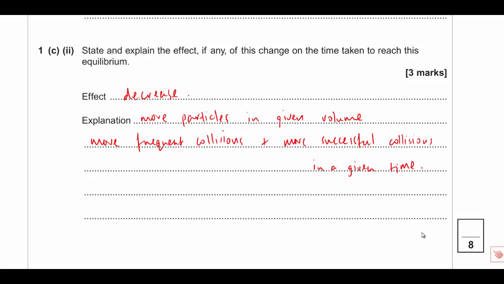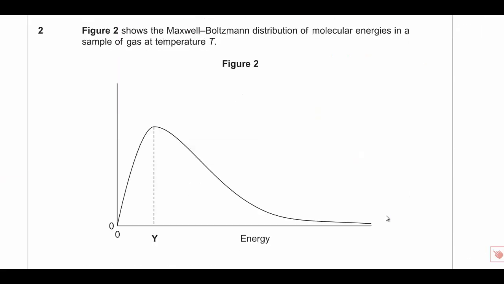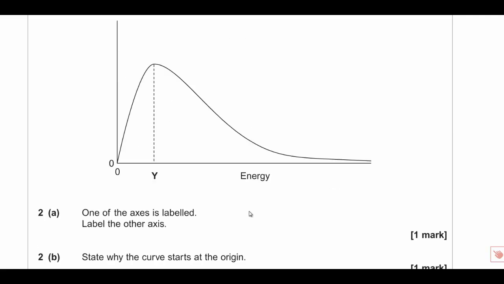We've got 8 marks there, so equilibria, question 1. Let's go on, question 2, a bit of kinetics. So here's a Maxwell-Boltzmann distribution of molecular energies in a sample of gas at temperature T. One of the axes is labelled, label the other axis. Nice one here. So I would say number of molecules, a range of answers here, amount, all the rest. I would go number of molecules being this axis there.